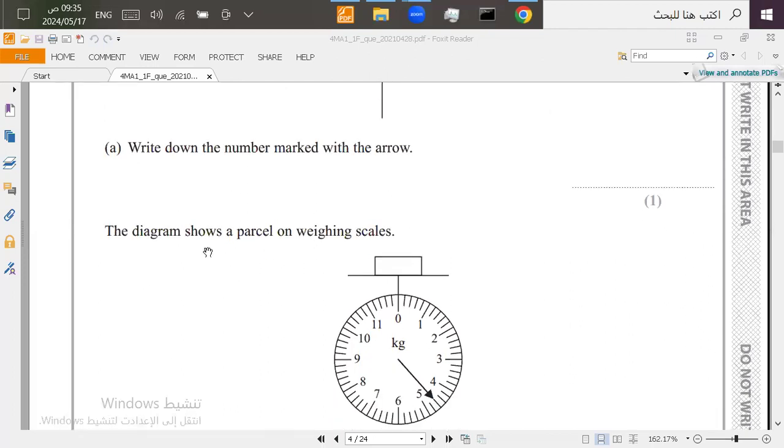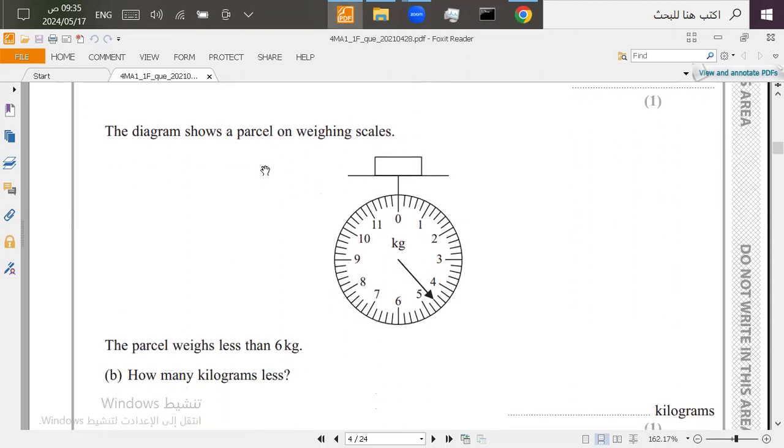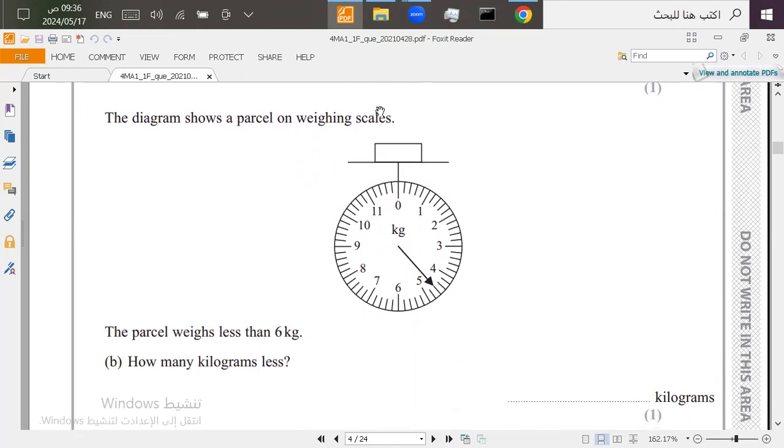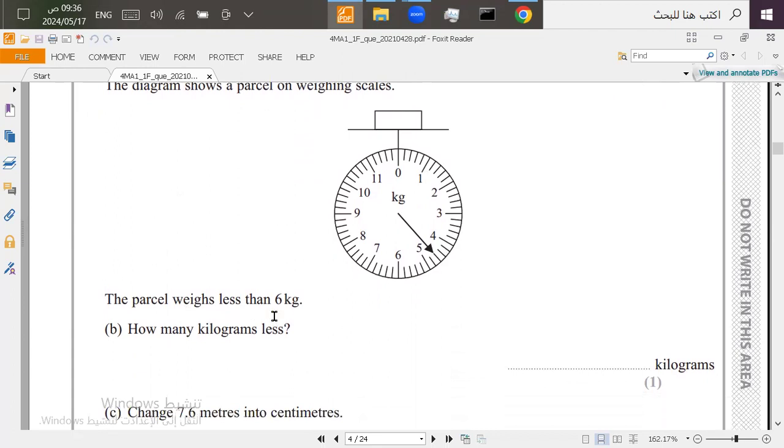The diagram shows a parcel on weighing scales. Yes, a parcel on a weighing scale. The parcel weighs less than 6 kilograms. So it's less than 6 kilograms. How many kilograms less? That means what is the difference between 6 kilograms and the number here?